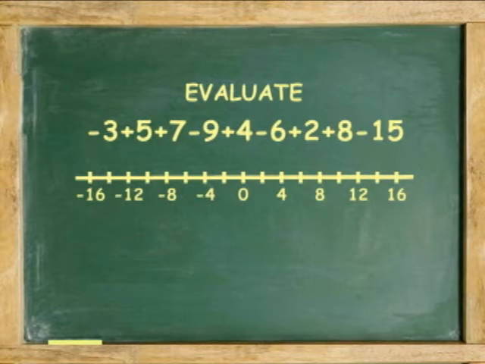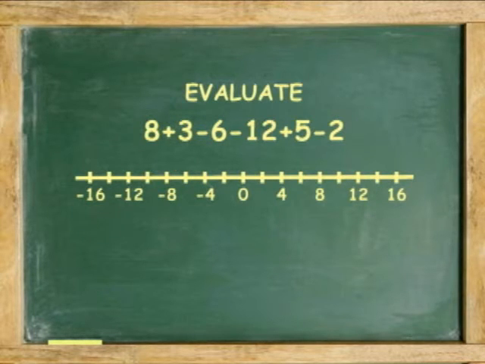For example, evaluate -3 plus 5 plus 7 minus 9 plus 4 minus 6 plus 2 plus 8 minus 15. Starting at 0, move 3 to the left because it is -3. 5 to the right, 7 right, 9 left, 4 right, 6 left, 2 right, 8 right, 15 left. The answer is -7.